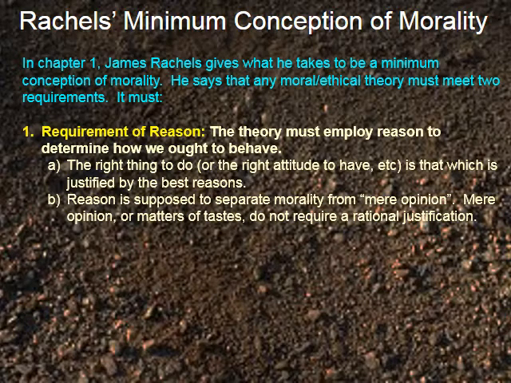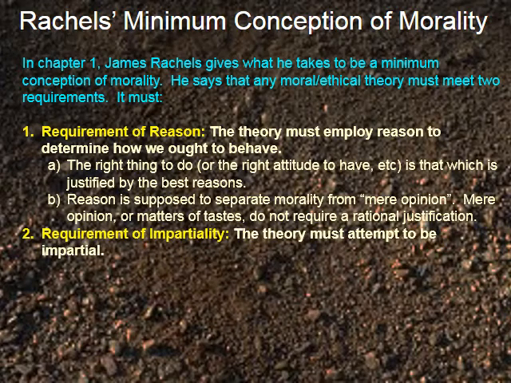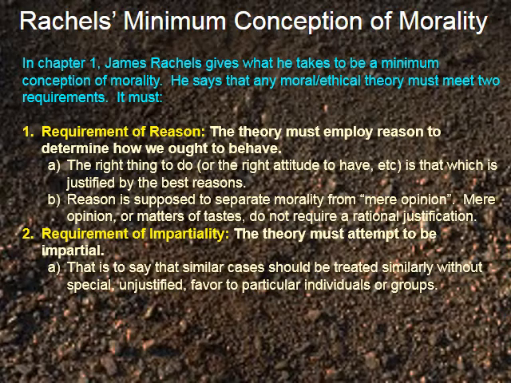Note that reason here is supposed to separate morality from mere opinion. Mere opinion or matters of taste do not require a rational justification. The second part is a requirement of impartiality. The theory must attempt to be impartial. That is to say that similar cases should be treated in a similar way without special and unjustified favor to particular individuals or groups. In some ways, this follows from reason. The idea is simply that we're supposed to be objective.